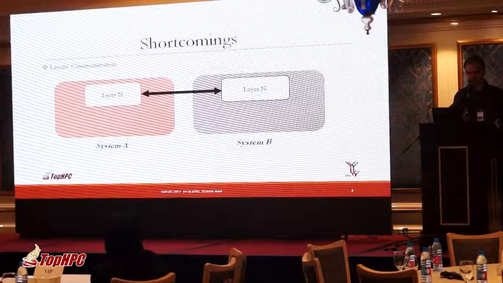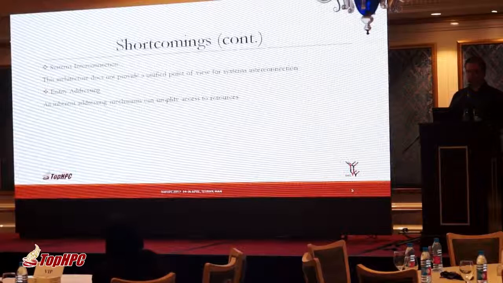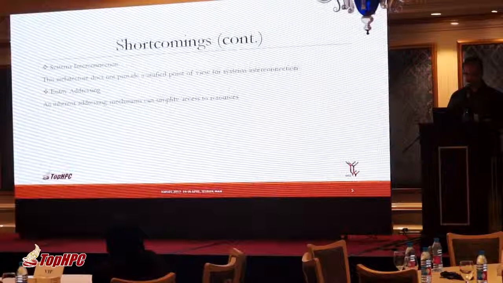And second in our list is systems interconnection. This architecture does not provide a unified point of view for systems interconnection. The third is entity addressing. The grid architecture does not support addressing by nature. Would it not be easier to locate entities if we had an inherent addressing mechanism provided by the architecture itself?